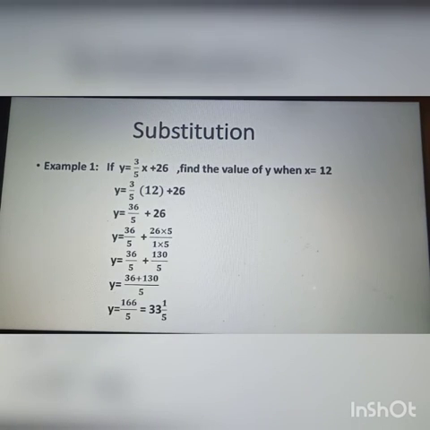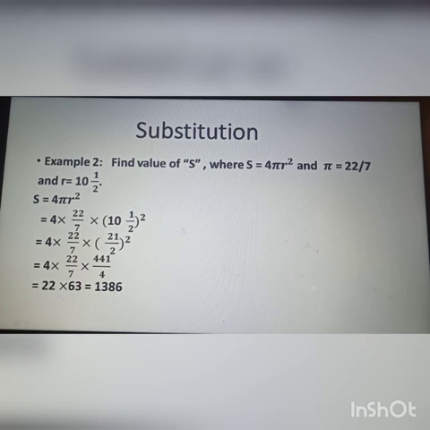So this is how we have substituted the value and calculated the value of y. This y is 33.2, or you can say 33 whole 1 by 5. Let's do one more example.